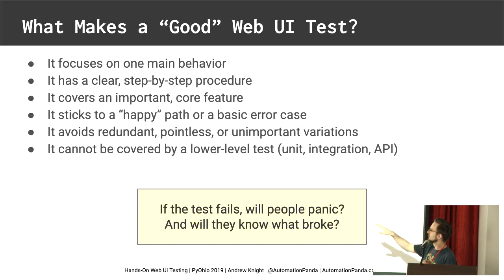Right, you also want to avoid redundant, pointless, or unimportant variations. For example, we're going to be doing a search test. We can search for any type of animal. Do we need to have 12 different tests for different types of animals? Maybe not. Why? Because maybe the different types of animals don't really give us much variation in our search results, and so maybe we should save the time instead of having 12 minutes of testing, just limit to one, because we're trying to cover as much ground in the short amount of time we have.